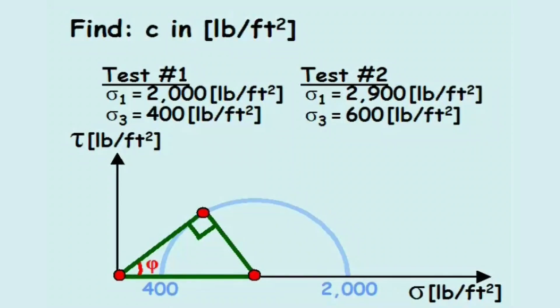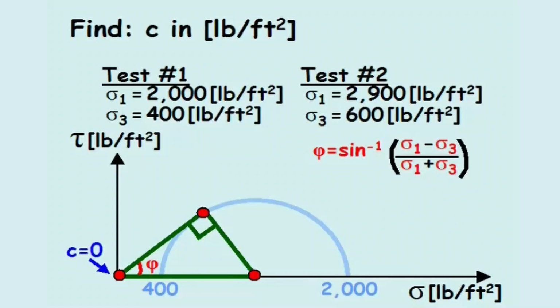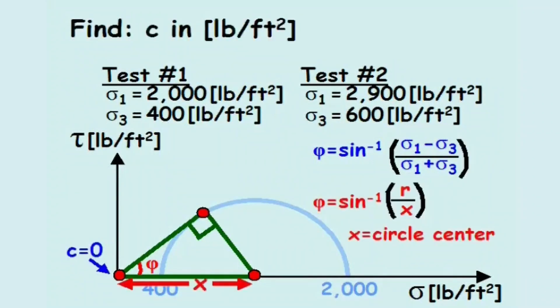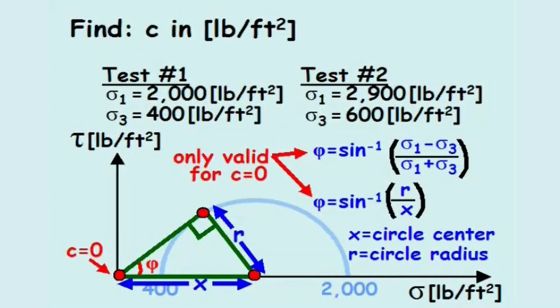The friction angle is identified and can be computed using the arcsine of the radius of the semicircle divided by the distance to the center of the semicircle, represented by the letters x and r. However, these equations for the friction angle only apply when the cohesion is 0.